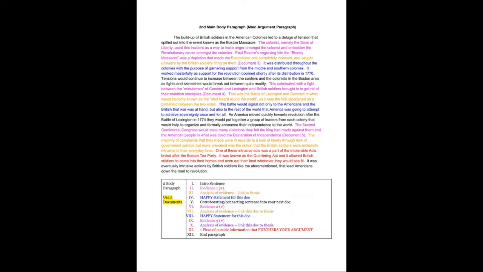That's important too. My next sentence is just a transition sentence. Tensions would continue to increase between the soldiers and the colonists in the Boston area as fights and skirmishes would break out between the two quite readily. This culminated in a fight between the Minutemen of Concord and Lexington and British soldiers brought in to get rid of their munitions stockpile. So here's my introduction to my fourth document, document 4. And this is where I get into tying it into my argument. This was the Battle of Lexington and Concord and what would become known as the shot heard around the world.